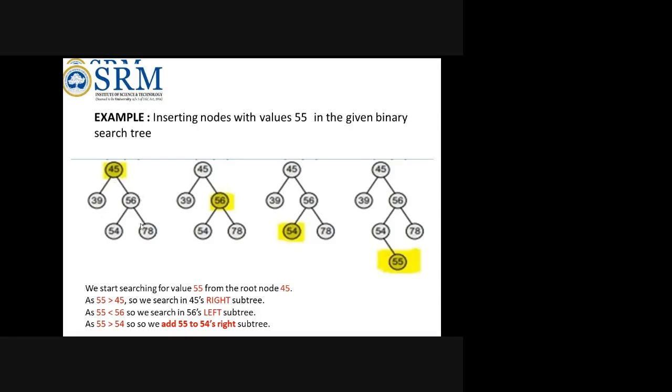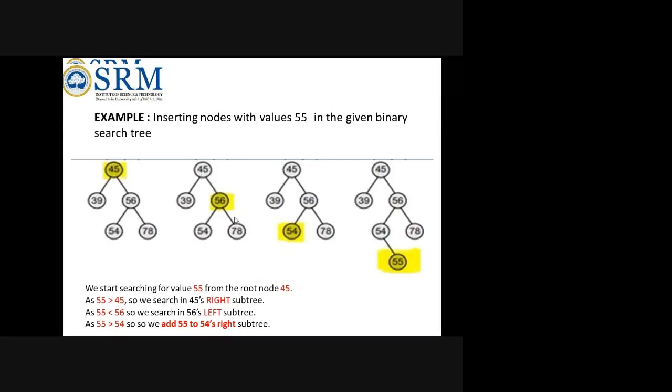Now see 55. So 55, when it comes, you have to compare with 45. It is greater. So move here. Right side, again compared with 56. Already this is insertion in the middle. It is not creation. Insertion in the middle means already tree is present and you are inserting one by one inside. So when 55 comes, this is the procedure.